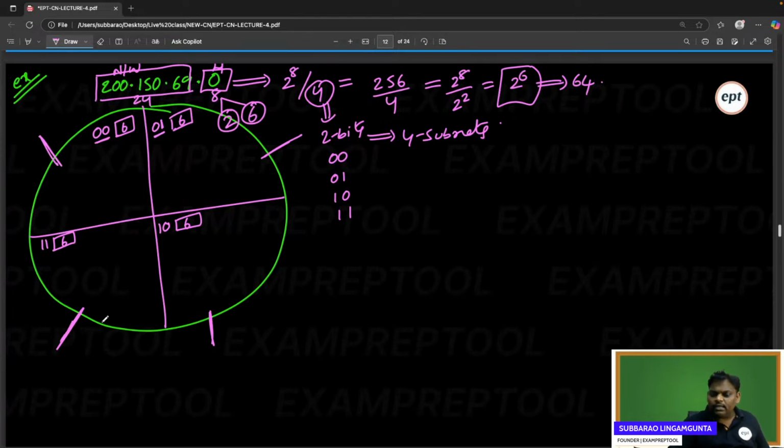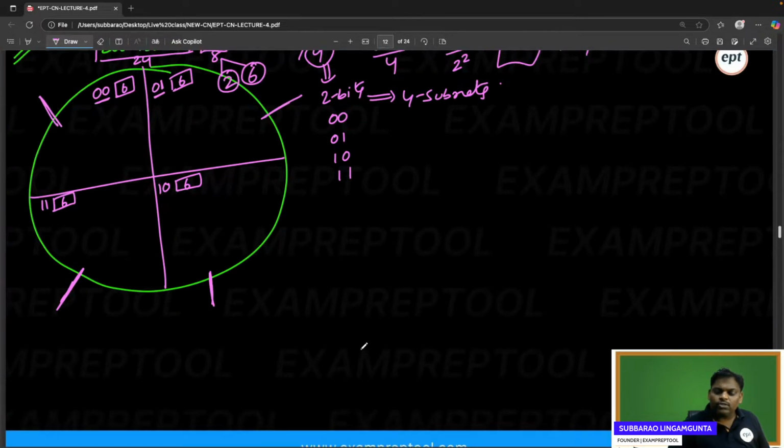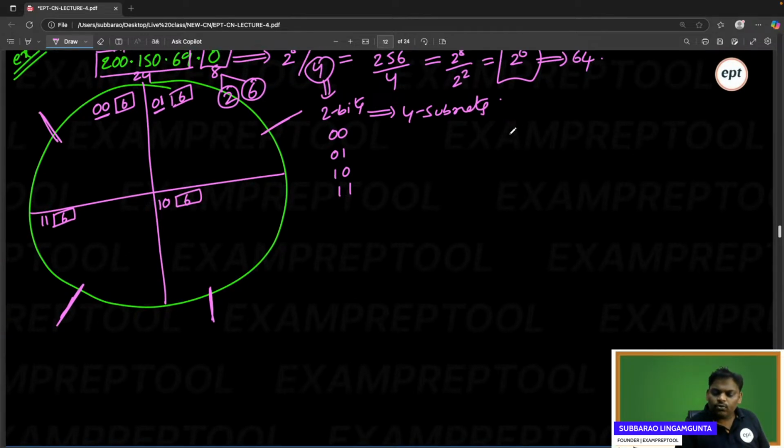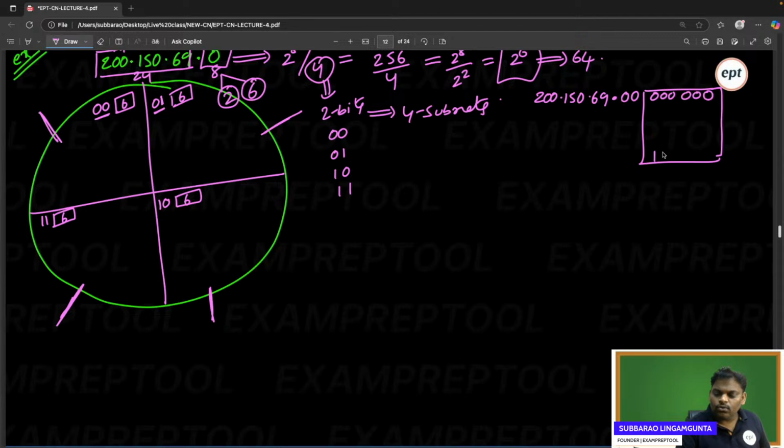I will write it more clearly. Can you see everyone? Everyone see? So I am writing clearly, see this one: 200.150.69, okay. Now see this one, followed by 00. Understand here, 6 zeros to 6 ones. This is one subnet.